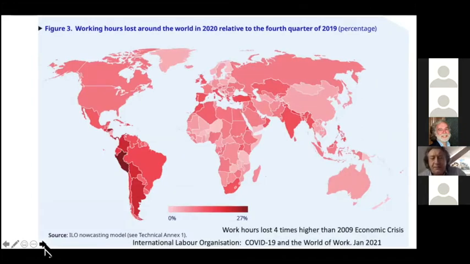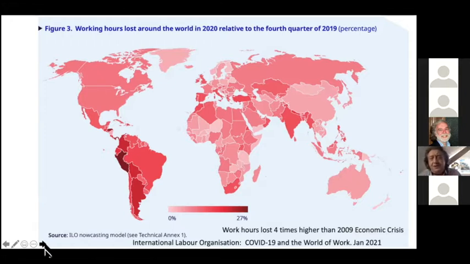What this map shows is the percentage of work hours lost due to the pandemic, and overall internationally that's around 23% of work hours lost to the pandemic. I'm sure many of us on this call will be feeling they've made up quite a lot of those hours and have been working harder than ever. But across the population, this is a 4 times higher impact on working hours than the 2009 economic crisis. And there's nothing really comparable to it since the Great Depression of the 1930s.